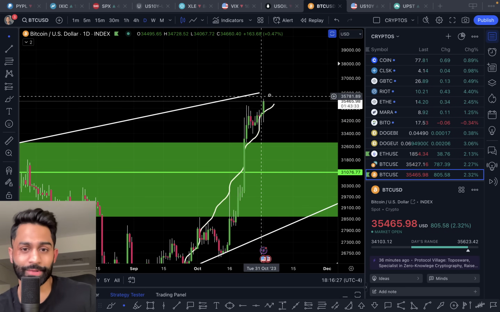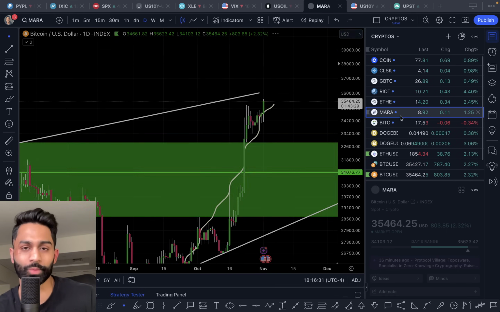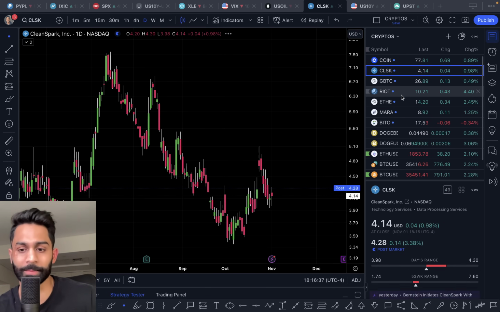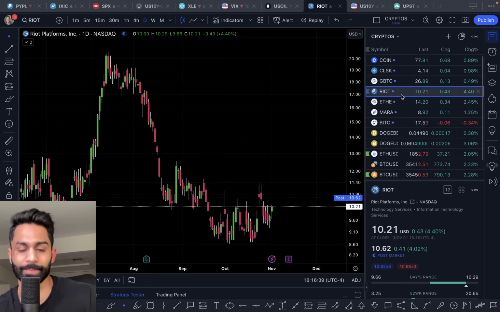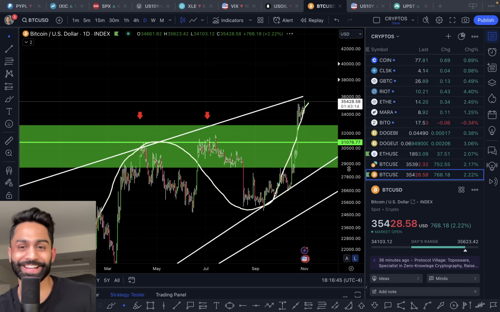Bitcoin, like I said, is now starting to see a very nice breakout past 35,000. I think Marathon was up over 4% after hours, 5% now after hours. So a very nice move to the upside, with CleanSpark pushing up over 3.3% and Riot up over 4%.